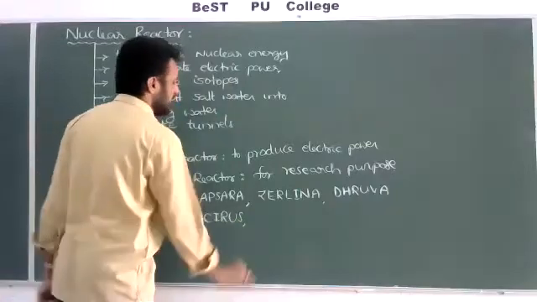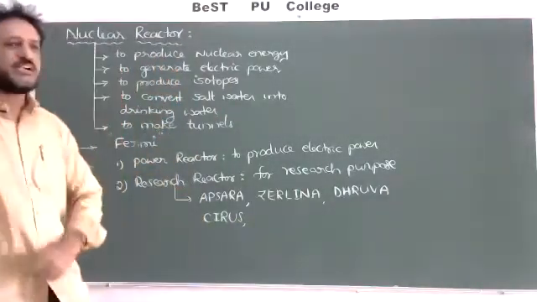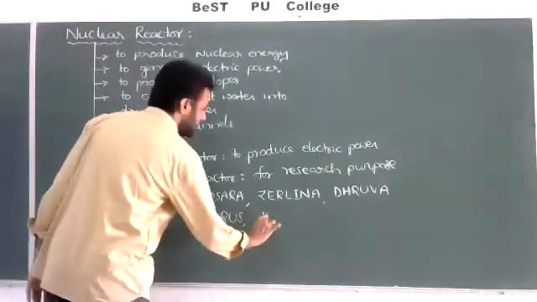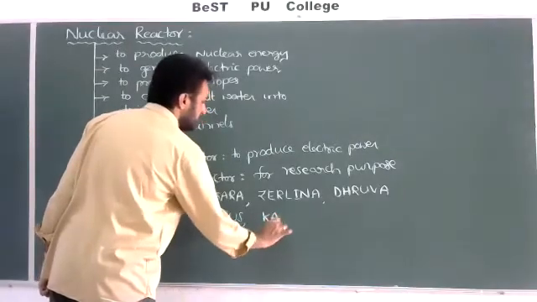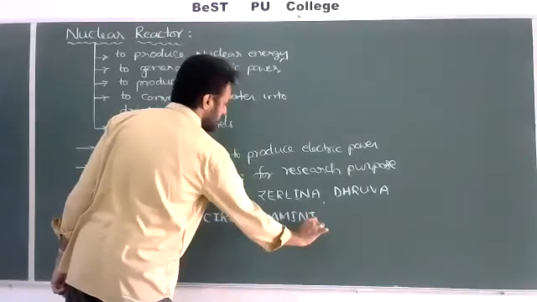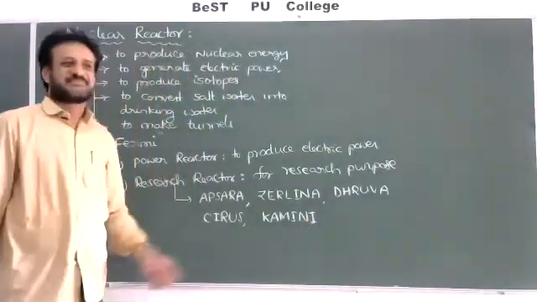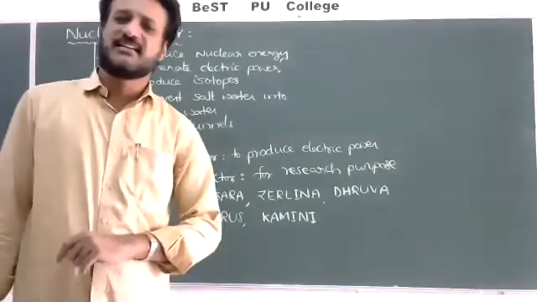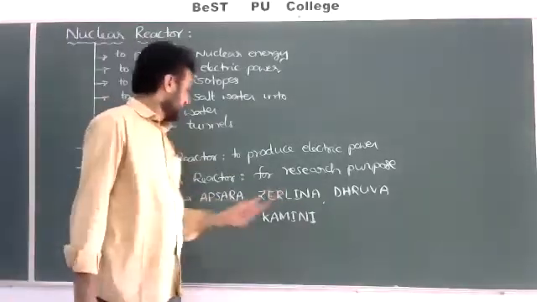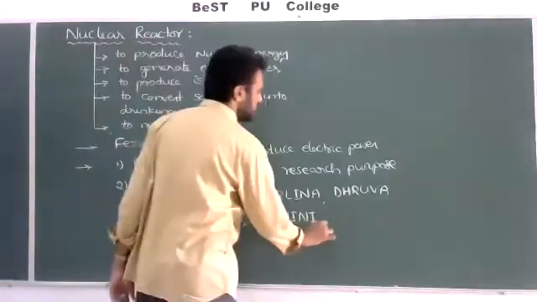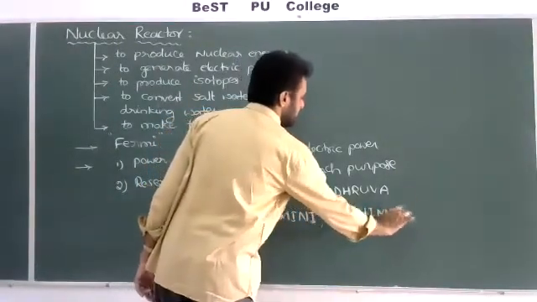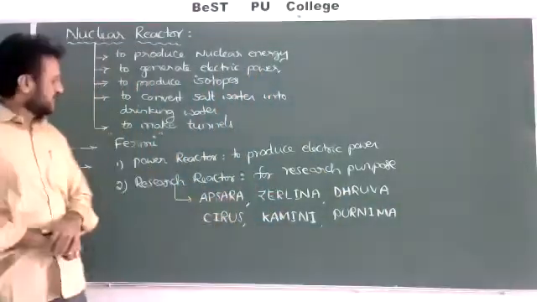And one more in Tamil Nadu, Kalpakam, where one mini reactor is there. That is named as Kalpakam mini reactor, KA-MI-NI, but the name appears to be quite different: Kamini. That is also one of the reactors used for research purpose only. So Apsara, Jarlina, Dhruva, Cyrus, Kamini, and one more reactor, Purnima, etc. All these are nothing but research reactors only.